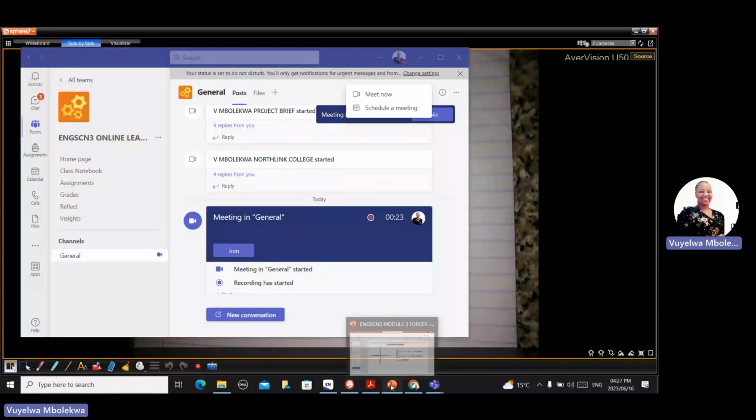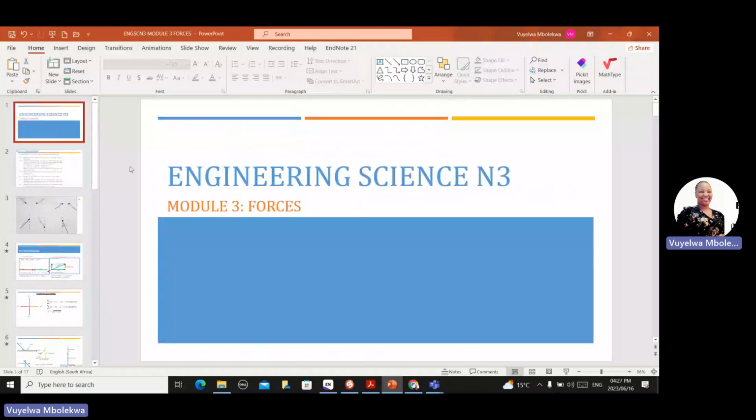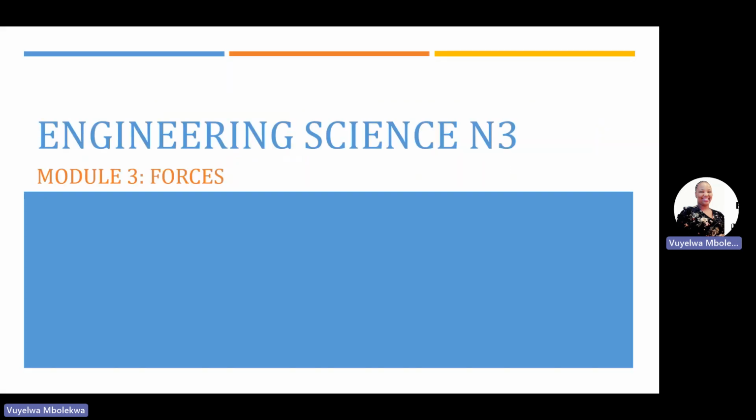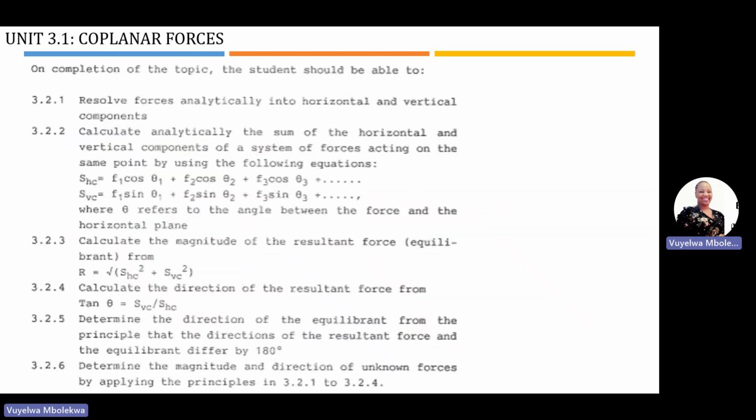So I'm going to share my screen and then we go to the notes which I've shared with you. Okay. So module 3 is all about forces. And it's comprised of two topics. The first topic deals with coplanar forces. The second topic deals with frameworks.